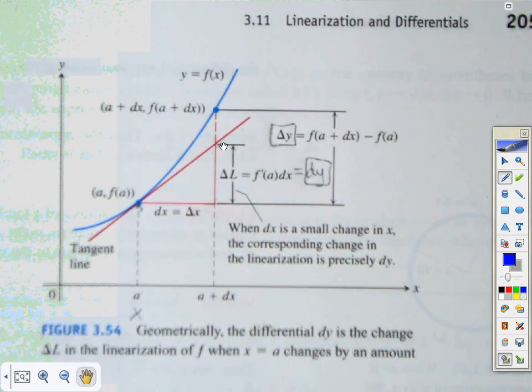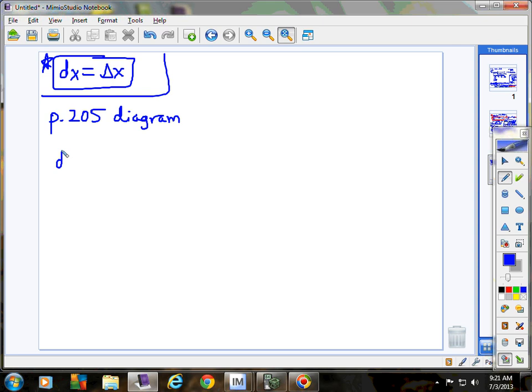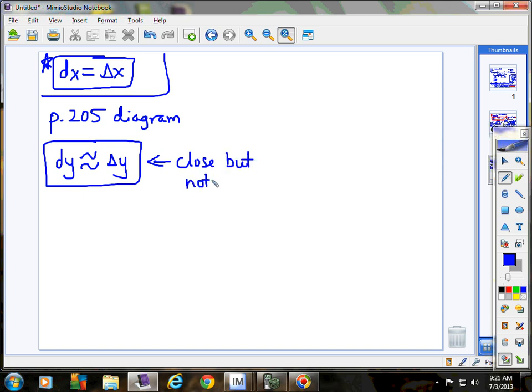It says on our notes here that dy is approximately equal to delta y. So they're close, but they're not equal. Now here's why that's important. Next part of the notes, the second and the last formula you need to know in this lesson is the formula for delta y.